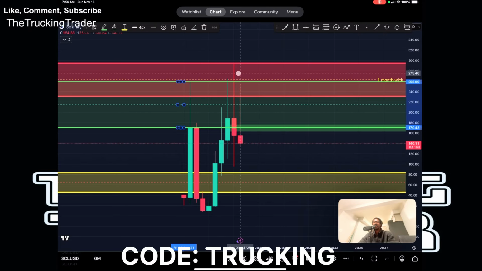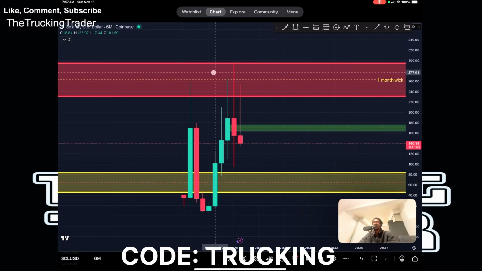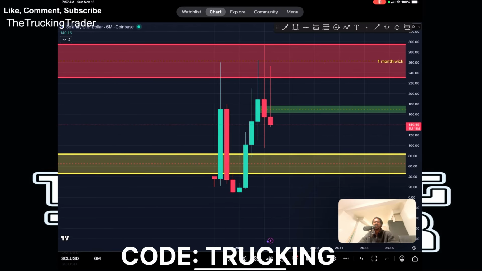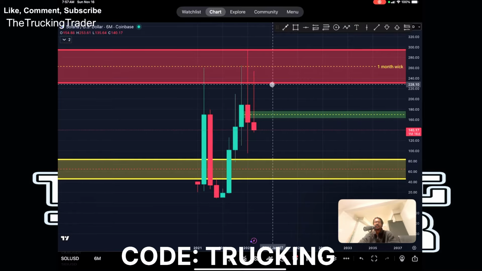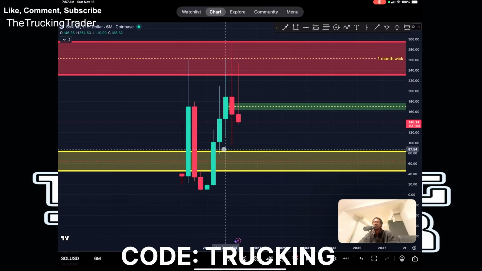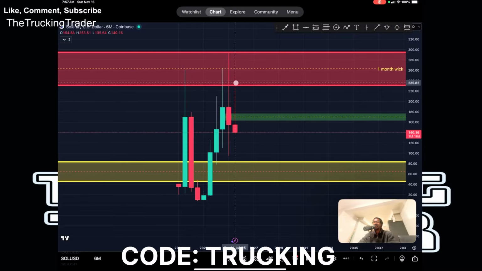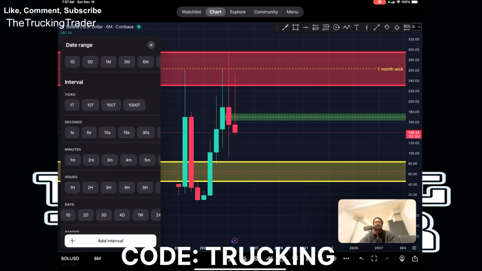Then you can see we had another wick that I marked out on the 1-month chart here, and we haven't had a body close in that 1-month wick either. With that being said, I do believe that Solana is going to come back down here and take out some of this liquidity to the lower side. I've been talking about this all the way when Solana was up here in the 200s and the 300s, and people were saying Solana is just going to keep going and going. No, it's not going to keep going and going. It's eventually going to make a pullback.